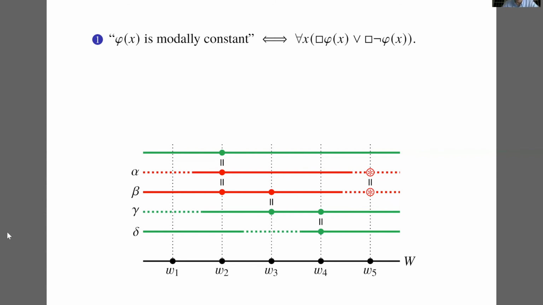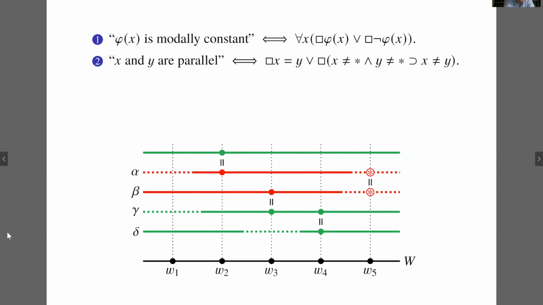Okay, so in this picture, red and green are modally constant. Two, x and y are parallel. This is not about the property of properties, but the relationship between two individual intentions. They are parallel if and only if either they are always the same within the accessibility relation, or they differ as long as they exist.